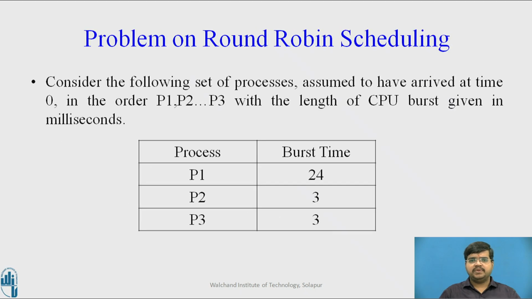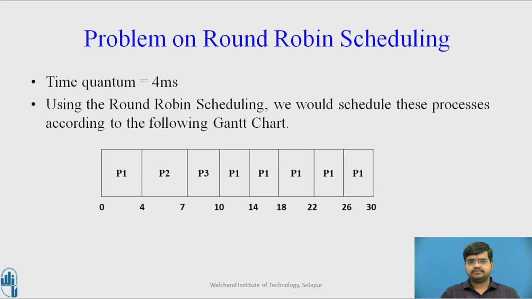Let's solve a problem based on round robin scheduling. The given scenario is three processes, P1, P2 and P3, with their burst times given. P1 has a 24 millisecond burst time, P2 has a 3 millisecond burst time, and P3 has a 3 millisecond burst time. The time quantum given is 4 milliseconds. Let's first solve this example with the help of the Gantt chart. P1 is the first process to start and the time quantum is 4 milliseconds. So, P1 is going to execute between 0 and 4 milliseconds.